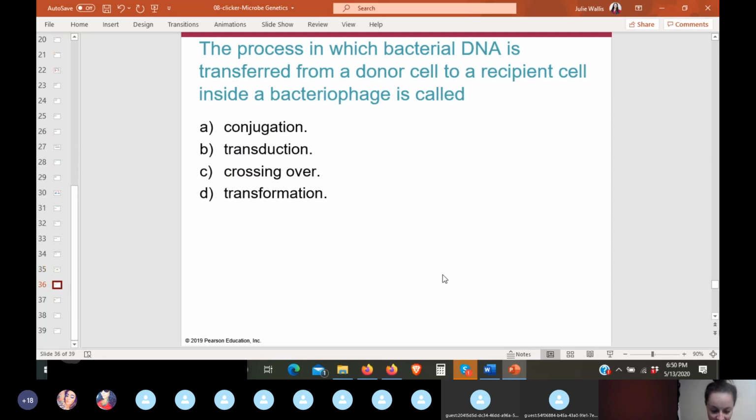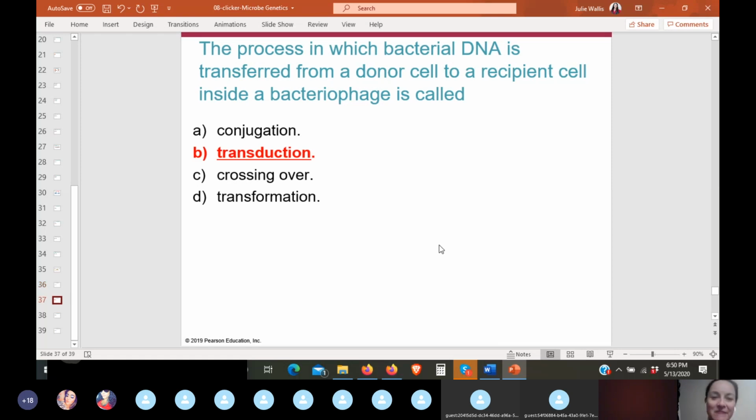Okay, so I think these next ones are what we just answered, but the process in which bacterial DNA is transferred from a donor cell to a recipient cell inside a bacteriophage is called which? If y'all clear your own responses. I know for some of you it was working and some of it wasn't. I don't know why it freezes up. Okay, I don't think it's working now because none of the votes are changing, but that is transduction. That was the abduction one. This again is an animation that goes through that process that I just showed in the picture before.